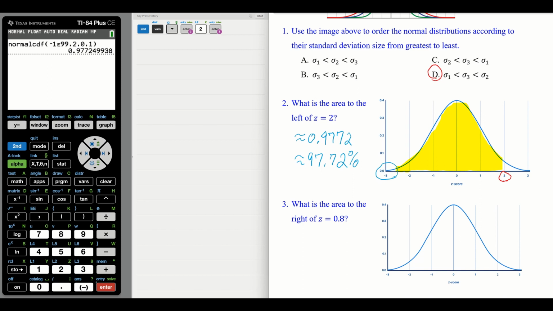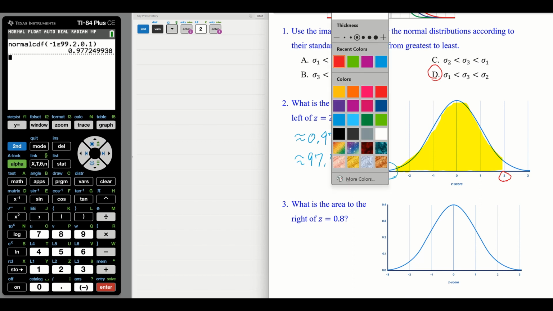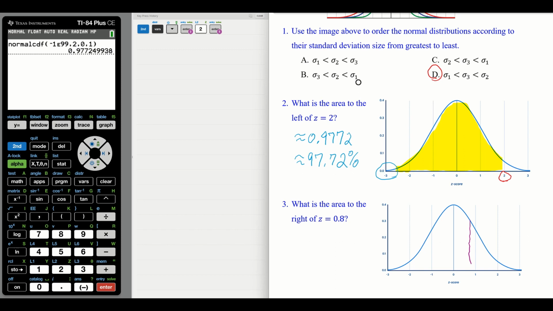Okay, number 3. What is the area to the right of z equals 0.8? Okay, let's change up colors. So we want to estimate about where that is. We're going to draw a line all the way down where 0.8 would be. Make sure you go back and double check your number. Even if you're not going to sit and draw it in, they may give you drawings where you have to choose the options, but I'm drawing it just for visual's sake.